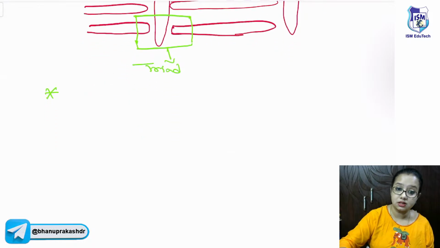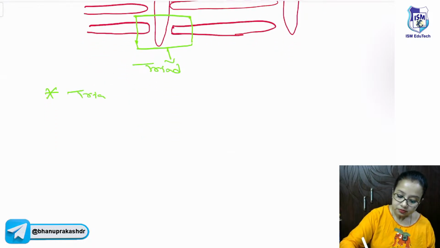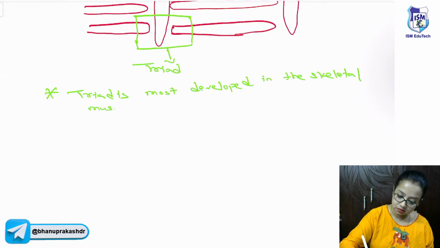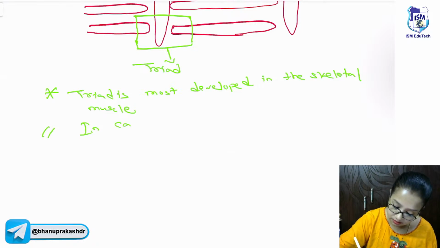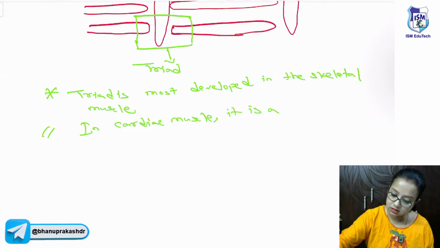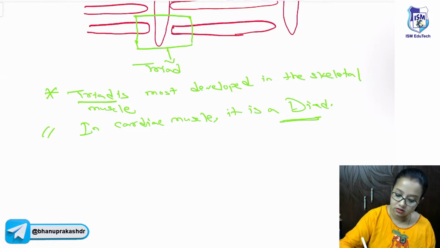Now, this triad is most developed in the skeletal muscle, whereas in cardiac muscle, it is a diad. It is not a triad.